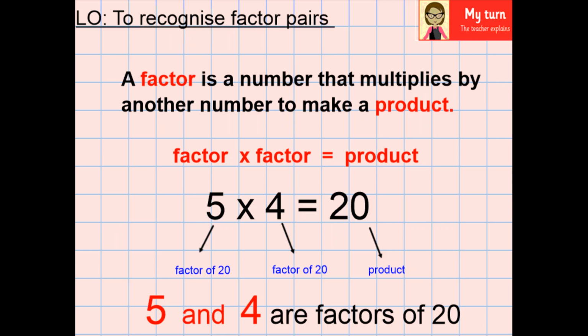We're going to look at a my turn part of the lesson now, and we're going to focus on some of that key vocabulary that we talked about. So a factor is a number that multiplies another number to make a product. So here on the screen we can see that a factor times a factor equals a product, and we've got an example here. So 5 times 4 is 20, so 5 is a factor of 20 and 4 is a factor of 20, and 20 is the product. So 5 and 4 are factors of 20.